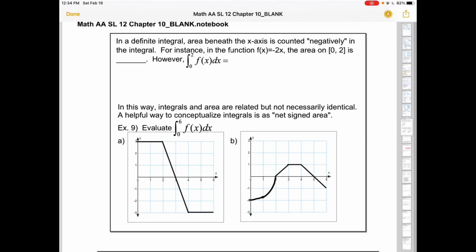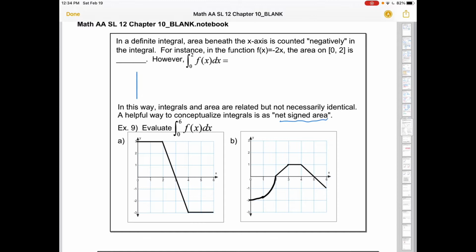Hi folks! In this video we're going to deepen our understanding of what a definite integral is in a geometric sense. So in the last video we only saw functions that were above the x-axis, and that meant that area and definite integral basically meant the same thing. But area below the x-axis actually gets counted negatively. One way to think about an integral is that it is net signed area. That seems weird. So let's take an example here.